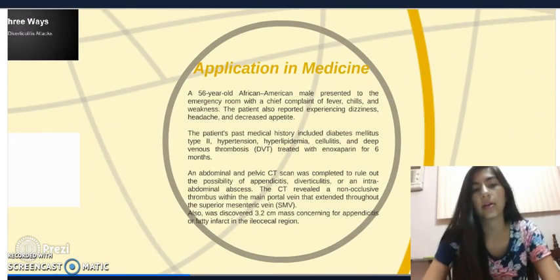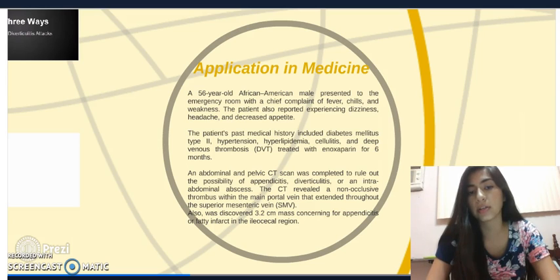Application in medicine. A 56-year-old African-American male presented to the emergency room with a chief complaint of fever, chills, and weakness. The patient also reported experiencing dizziness, headache, and decreased appetite. The patient's past medical history includes diabetes mellitus type 2, hypertension, hyperlipidemia, cellulitis, and deep venous thrombosis (DVT), treated with enoxaparin for 6 months.